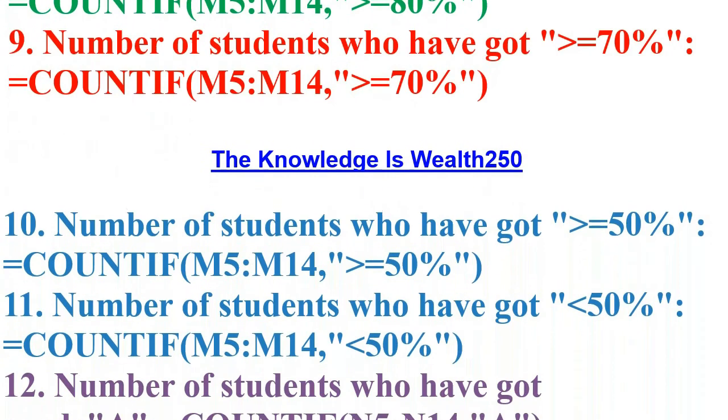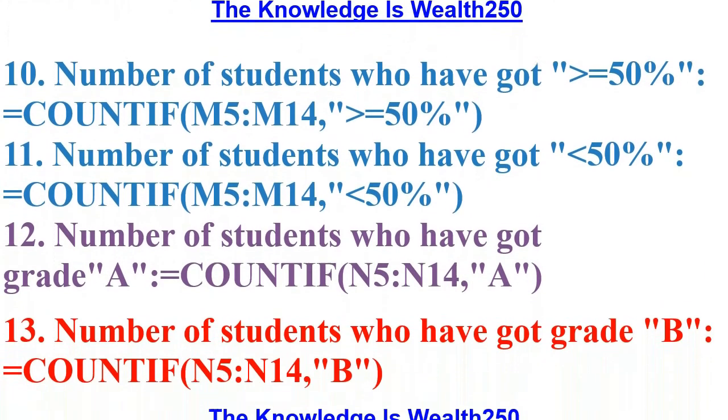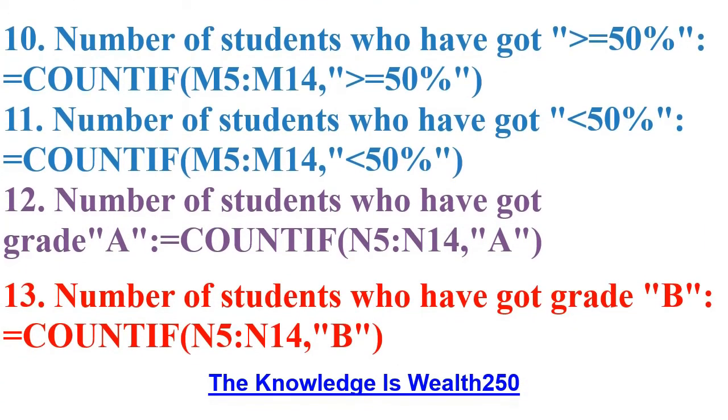So the formula number 10 is the calculations of the number of students who have got greater than or equal 50%. You go there. You write equal sign, then count if, then you select range, comma there, greater than or equal 50%. Okay, you close your quotation mark, then you close your bracket, then enter key.